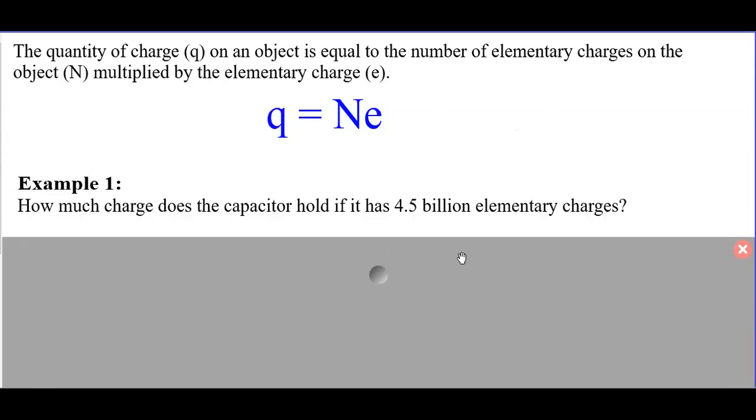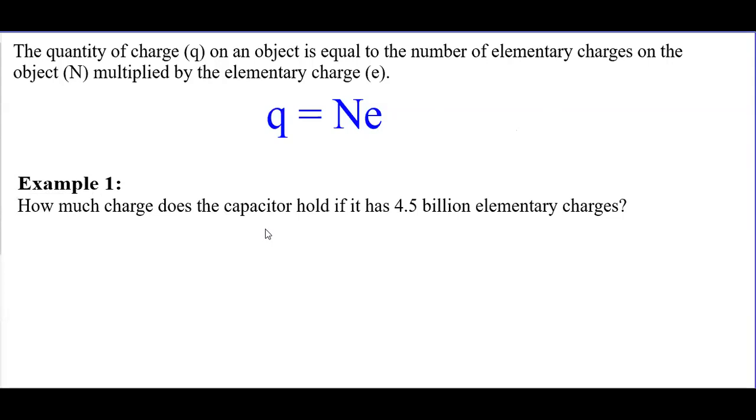So for instance, if you had some kind of capacitor, and a capacitor is just an object that can hold on to charges, and suppose it has 4.5 billion elementary charges, whether or not it has extra electrons or it's missing 4.5 billion electrons doesn't really matter at this point. We're just trying to get a handle on this equation. So 4.5 billion would be your number. It's a counted value, so 4.5 times 10 to the 9. That's what billion is.